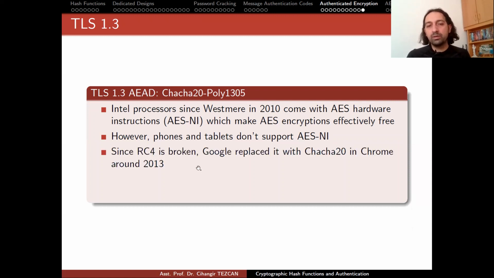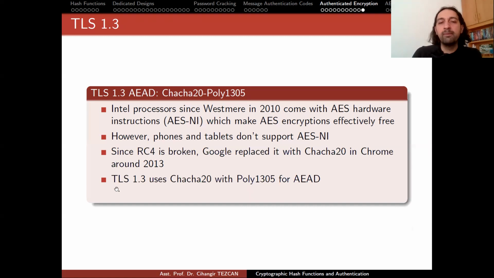And since RC4 is broken, Google replaced it with ChaCha20 in Chrome around 2013. So when Google was communicating using Chrome with their services like Gmail and so on, when you're using a phone or tablet, they allowed ChaCha20 instead of AES for encryption. This became a trend, and in TLS 1.3, they also made ChaCha20 an encryption algorithm choice, and when you combine it with Poly1305, using both of them provides you authenticated encryption with associated data.